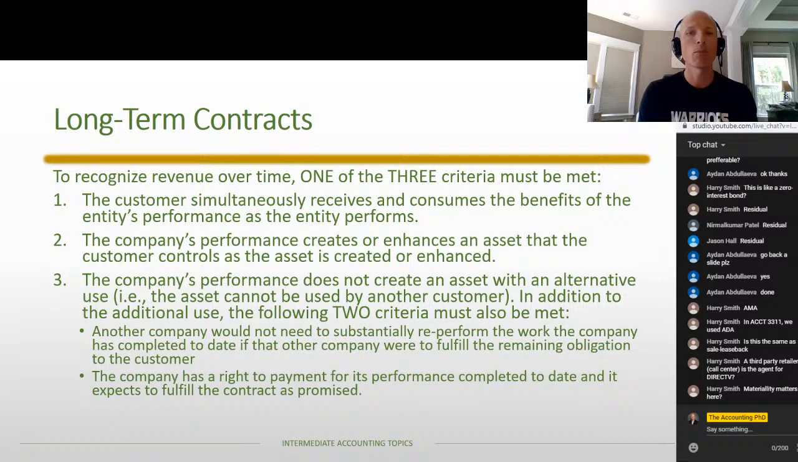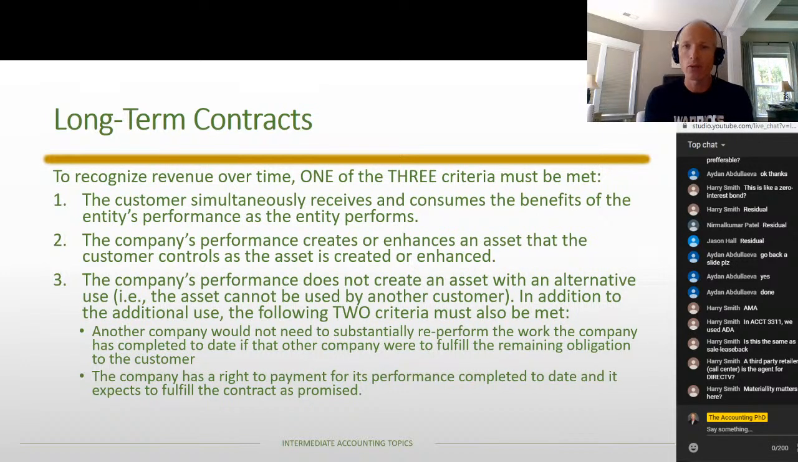I think an example for this would be, let's say that I am building a new roundabout for the city of Waxhaw. I live here in Waxhaw. So let's say I'm building a roundabout and I'm a construction company. I've contracted with Waxhaw. As I'm creating that asset, Waxhaw really doesn't control what's going on there. So we haven't met number two because no one can drive on it. I'm controlling what's going on there. So that's one piece of it.